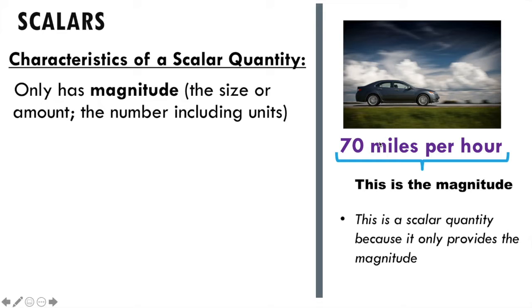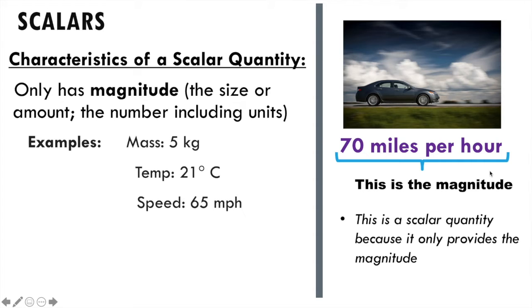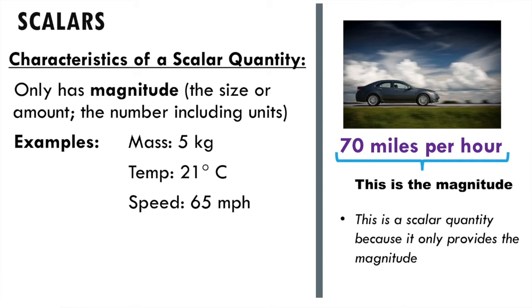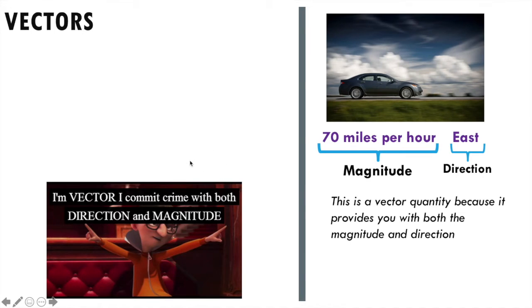So for instance, 70 miles per hour that a car would be going, this is a scalar quantity. It's got the number value and then the units that go with it are miles per hour. Other examples would be mass being 5 kilograms, temperature 21 degrees Celsius, speed 65 miles per hour. You notice all of these things have a number value, which is the magnitude, and the associated units that go with it. And that together is your magnitude, and that is a scalar quantity.